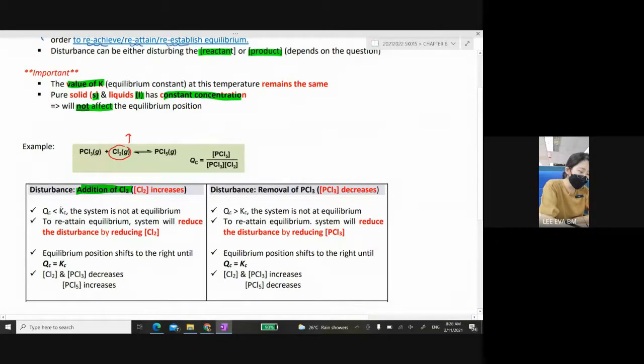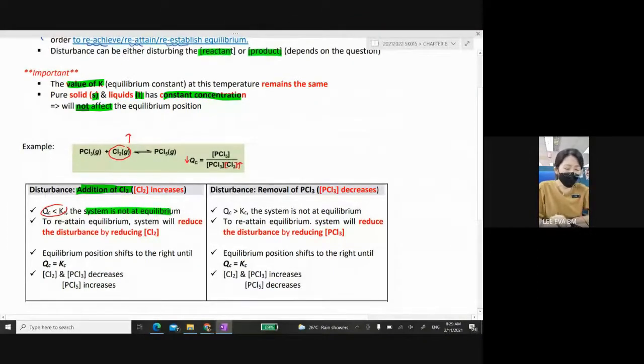So when the concentration of Cl2 increases, it means that this system is no longer at equilibrium. So you have Qc smaller than Kc. Why? Cl2 now has higher concentration. If you're looking at the Qc expression, kalau concentration Cl2 dia tinggi, maksudnya Qc value awak rendah. So Qc smaller than Kc, the system is not at equilibrium. Tapi awak hanya kena fokus lah, dia bukan dekat equilibrium. Kalau tak reti macam mana nak determine Qc besar ke Qc kecil, tak ada masalah. Penting awak kena tahu dia bukan dekat equilibrium.